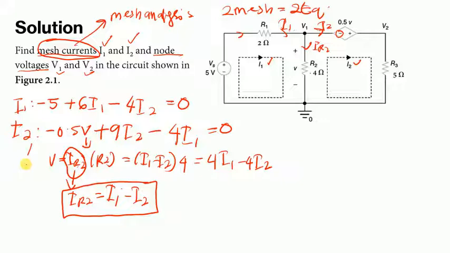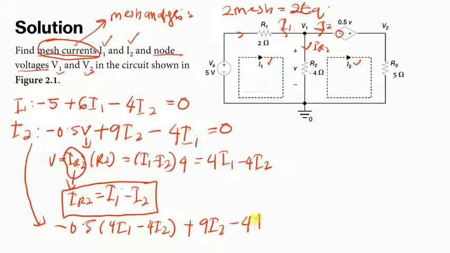Then substitute V here, so you get -5 times (4 I1 minus 4 I2) plus 9 I2 minus 4 I1 equal to 0. Then you need to expand this. When you expand, you get -6 I1 plus 11 I2, which is equal to 0.